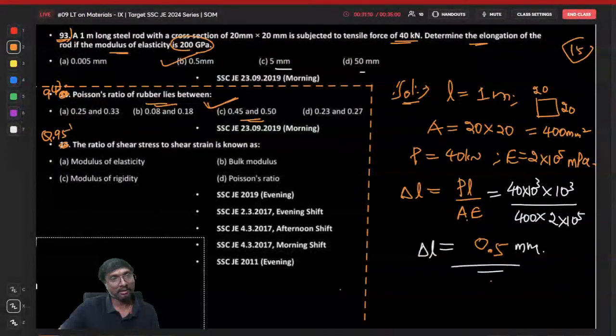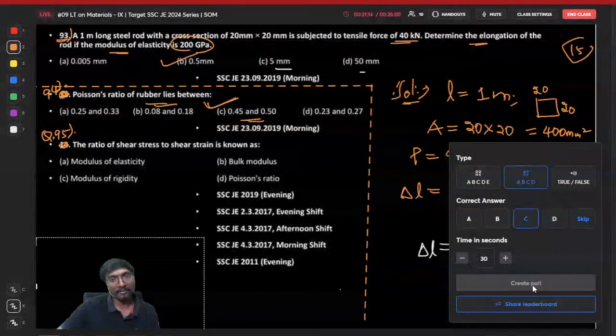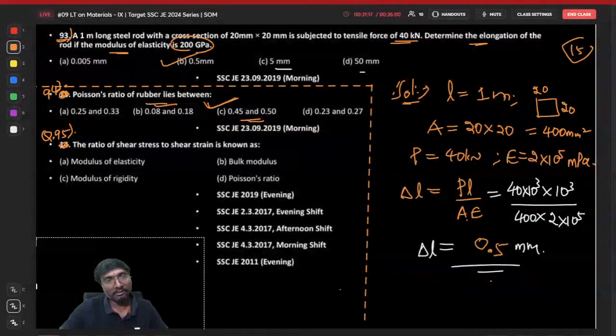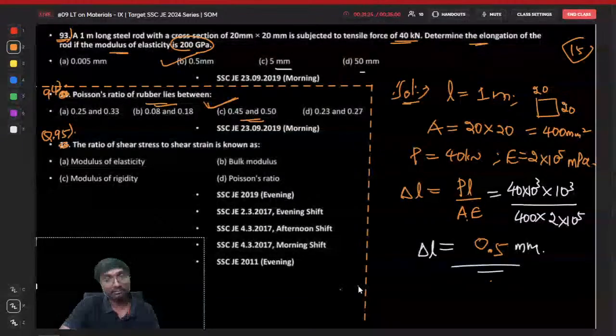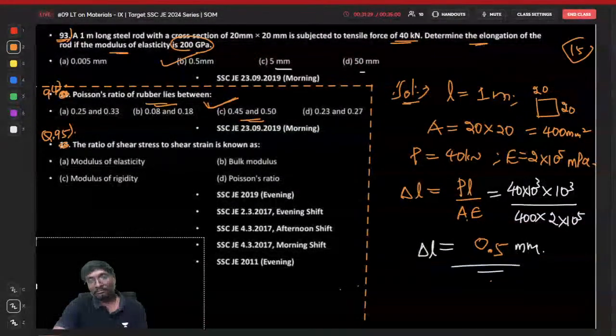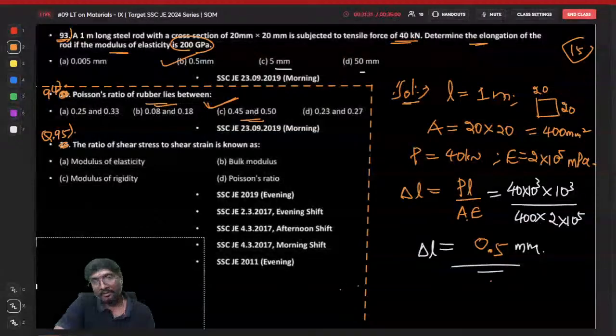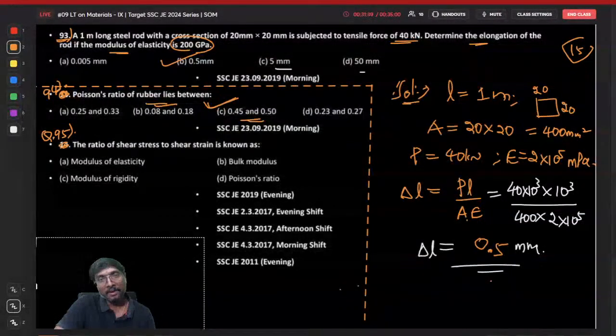95. Select the answer. Pavan, Ram, Kavya, SM, Vaishali, Supriya, Rishikesh, Nikhil answered correctly. Karpaya also answered. Very good. 100% correct answer.